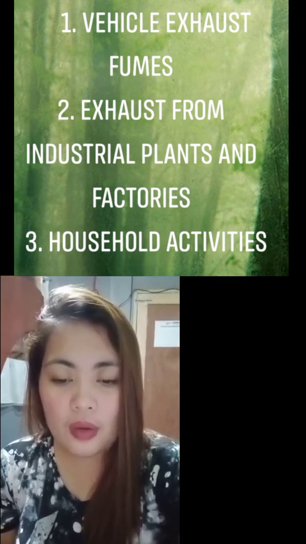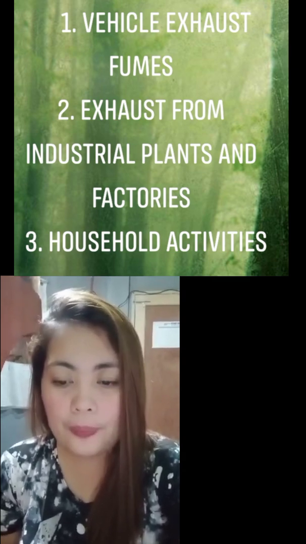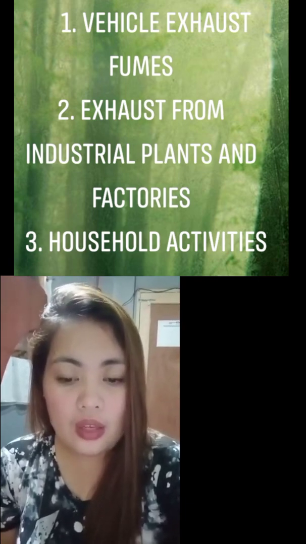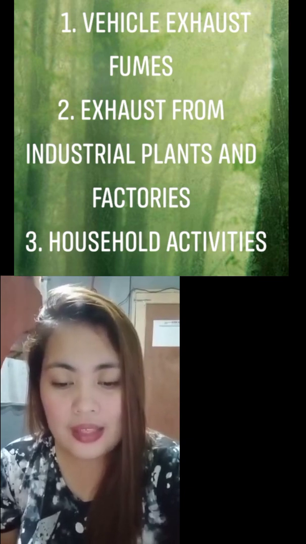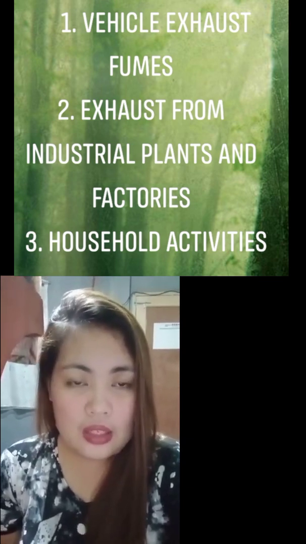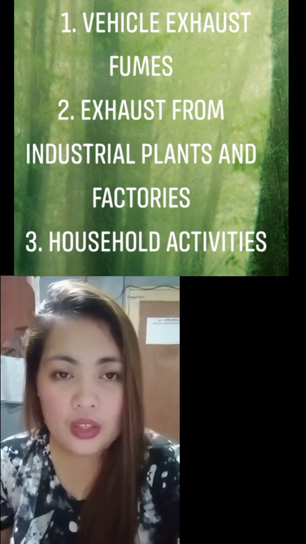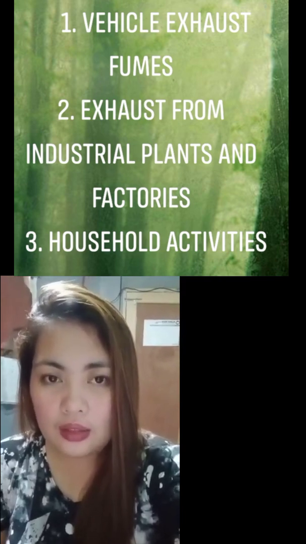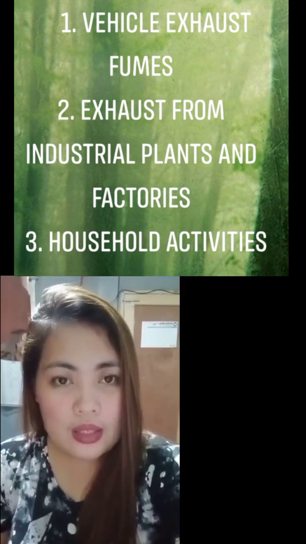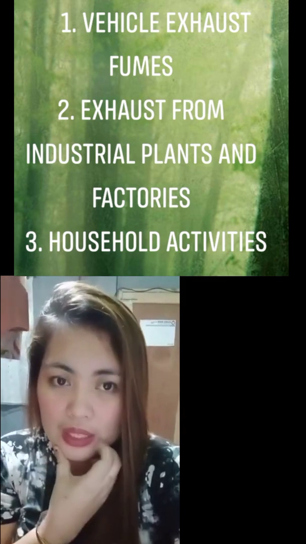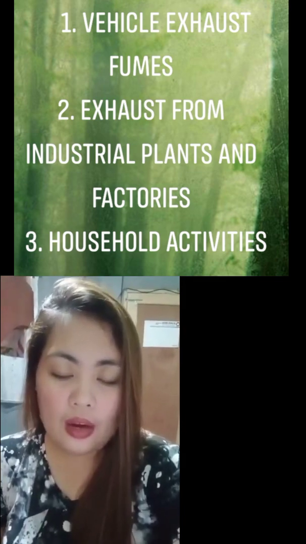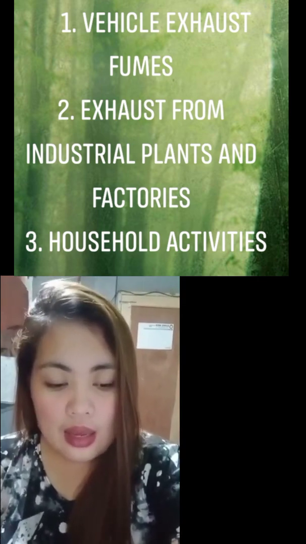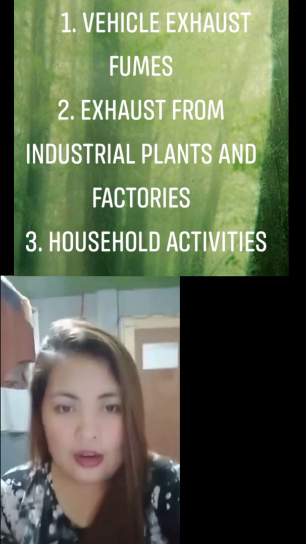Next is exhaust from industrial plants and factories. Similar to exhaust released from vehicles, heavy machinery located inside big factories and industrial plants also emits pollutants into the air. Examples are factories of chemicals and papers. And the last one is household activities. Common household chemicals, notably bleach, without proper ventilation, are a primary source of air pollution. An example is tobacco smoking, which can also release toxic pollutants into the air.